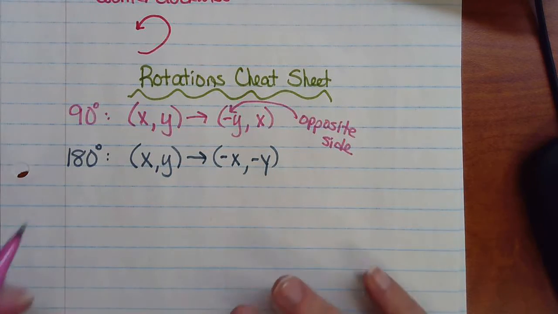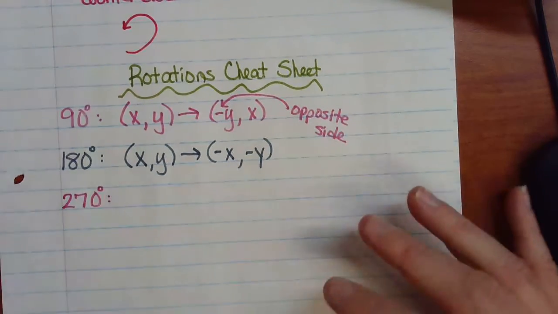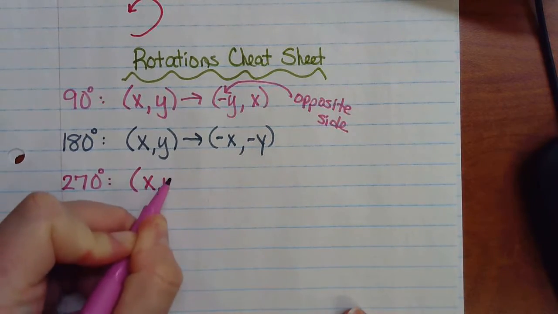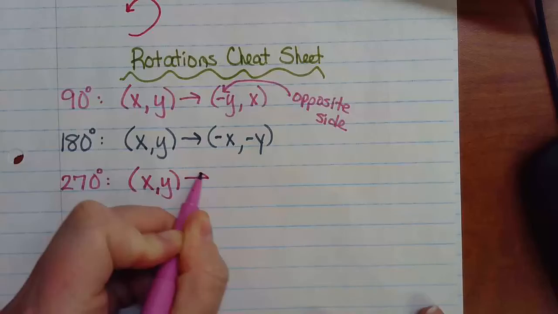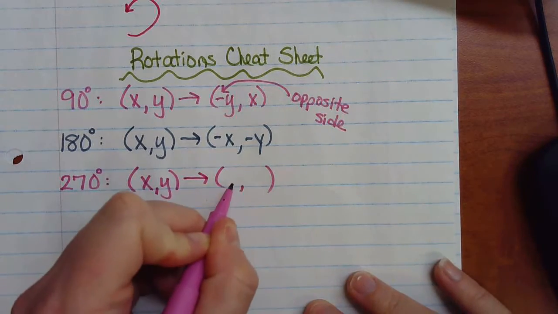And then we also have 270. If you rotate 270 degrees, you take whatever point you're given, and your X and your Y flip-flop spots.